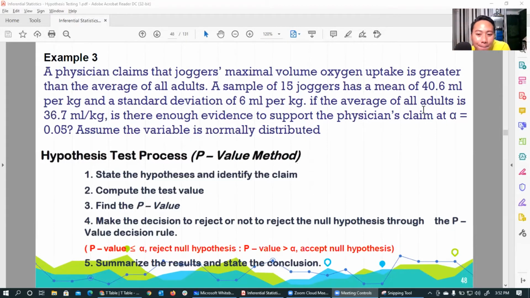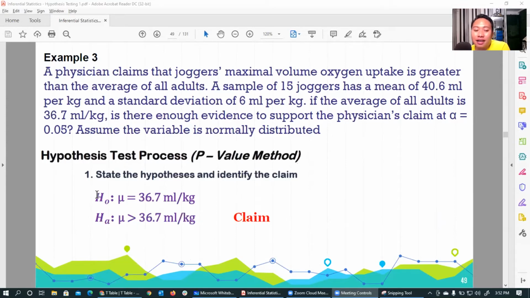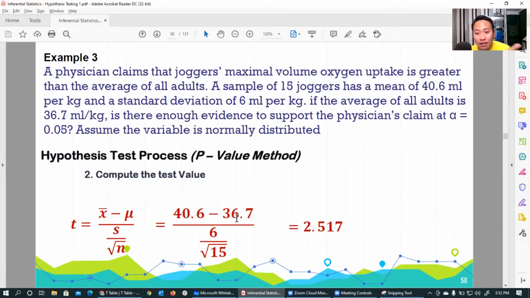All right. So how do we go about this using the p-value method? First, we state the null and alternative hypotheses. The null is equal to 36.7 ml per kg. And the alternative is greater than, and it's the claim as well. The physician claims that the joggers' maximal volume oxygen uptake is greater than the average of all adults. So that's the claim.